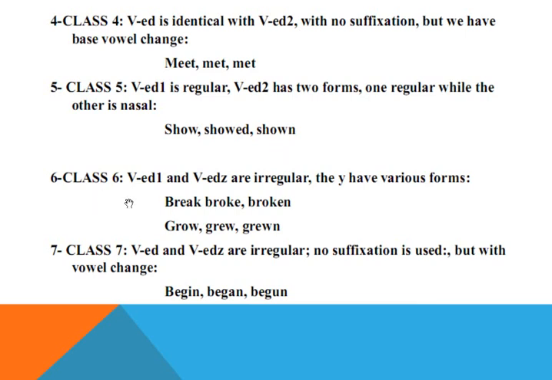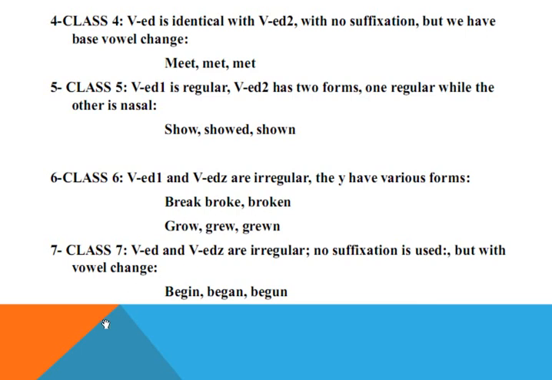In the sixth class, the VED1 and the VED2 are irregular. They have various forms. For example, we have break, broke, and broken. We have grow, and grown. So the VED1 is different from the VED2. The base vowel is different in the three forms. The suffixation is different in the three forms. So we have various forms across the root, the VED1 and the VED2.